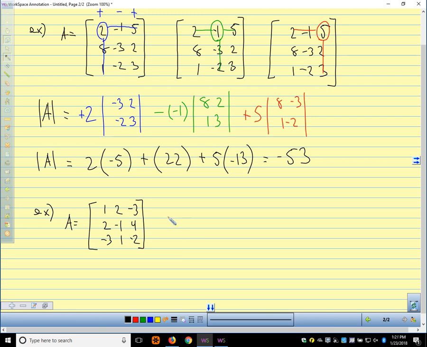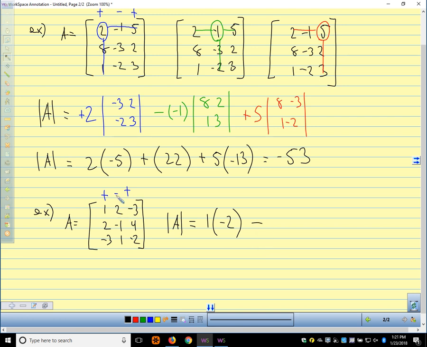The determinant of A. The way that I usually do this is just visualize that process in my head. This is still plus, minus, plus. We always do plus, minus, plus. So I'm going to do 1 times, and then I just visualize crossing out that row and column and do the 2 by 2 determinant in my head. So this is going to be 2 minus 4. So negative 2.